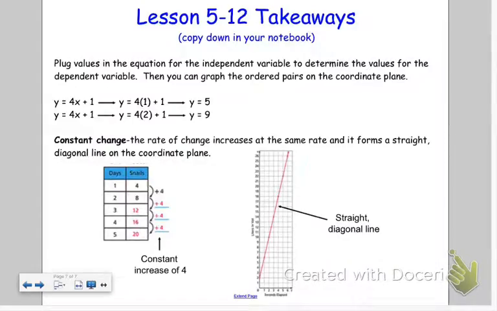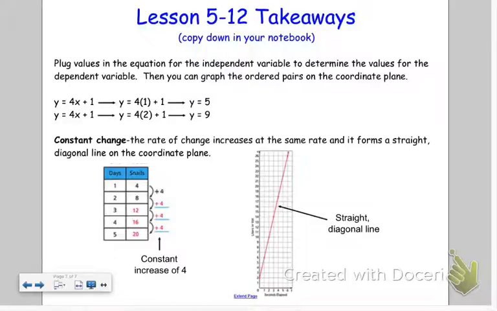Okay, takeaways. When you want to figure out the different values in our table, you can plug values into the equation for the independent variable to determine the values for the dependent variable. So if our independent variable was seconds, we plugged the number of seconds into our equation, and then we were able to figure out V, the dependent variable. And then from your table, you can graph those ordered pairs on the coordinate plane.